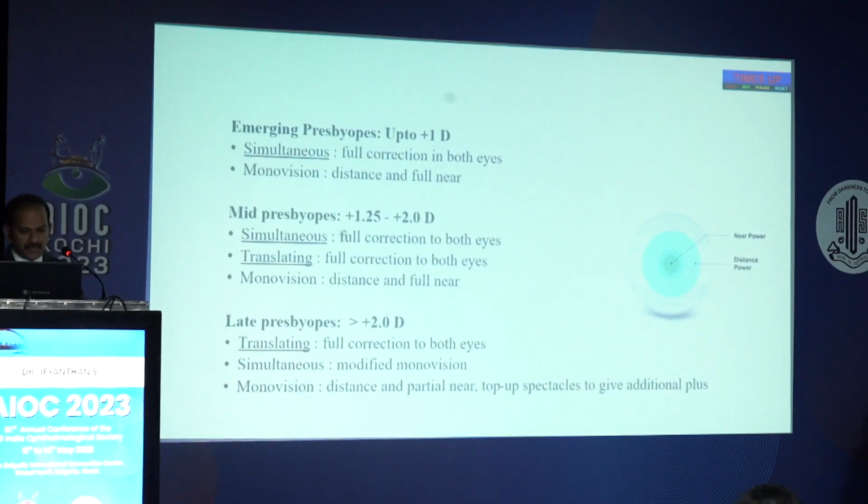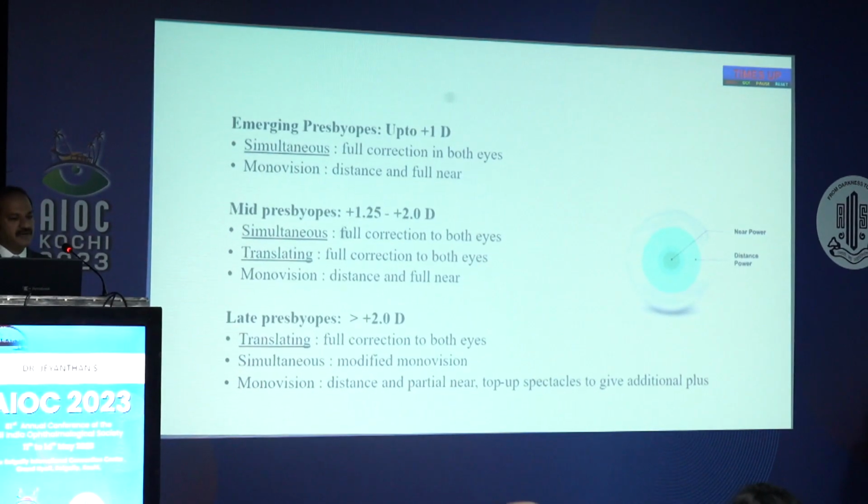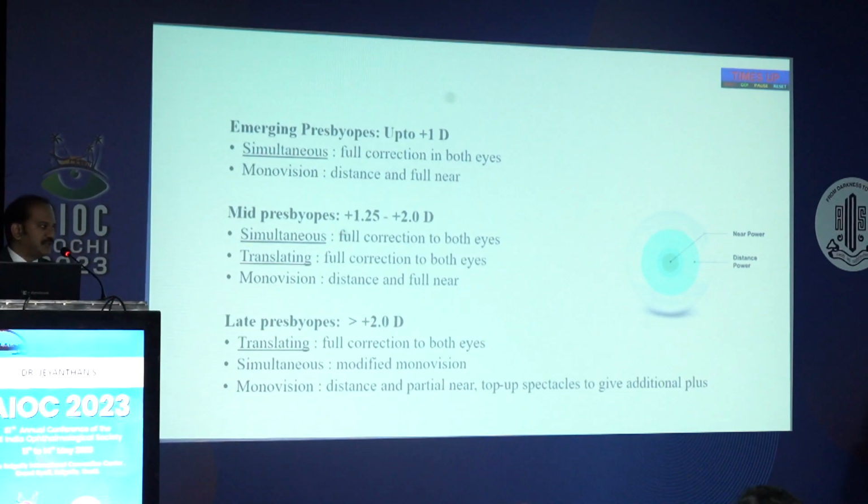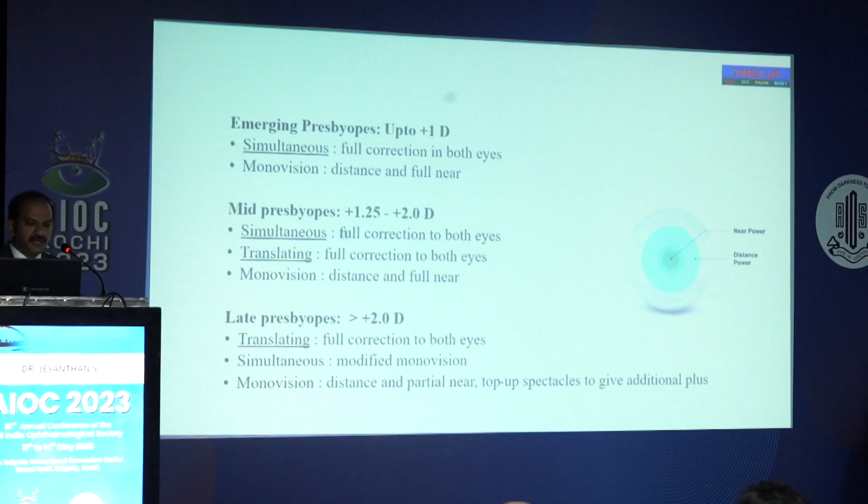So to conclude, I would like to give a small recommendation. If a patient is an emerging presbyope of plus 1 to 2 diopters, simultaneous vision is the better choice. It gives full correction in both eyes. Maybe you can think of monovision if the patient is not comfortable. Mid presbyopes of 1.25 to 2, again simultaneous is good. Equally, translating will work well for the patient if given full correction to both eyes. Monovision, again, if that doesn't suit, you can think of monovision.